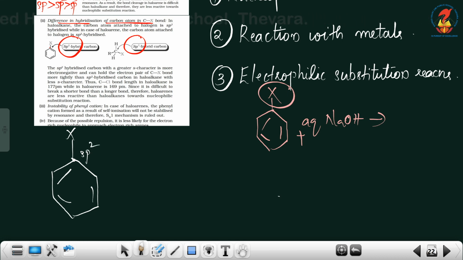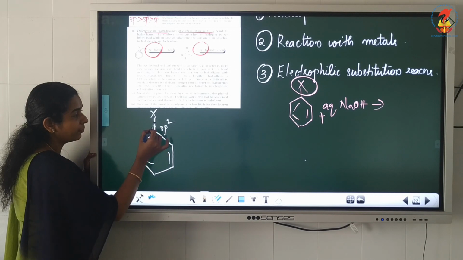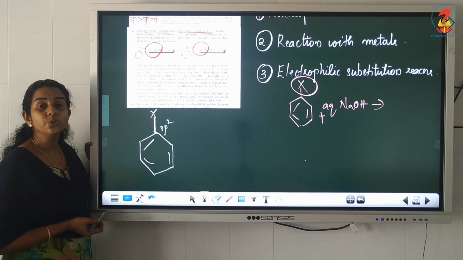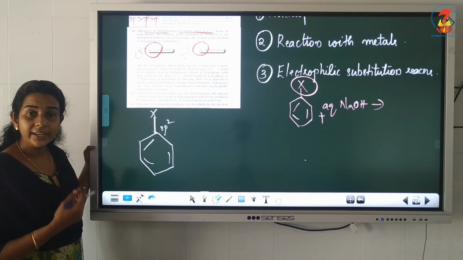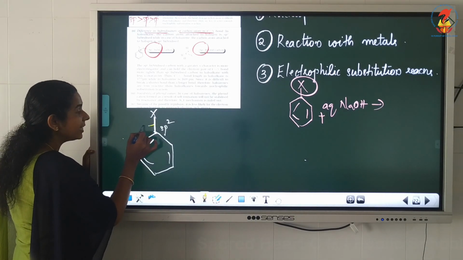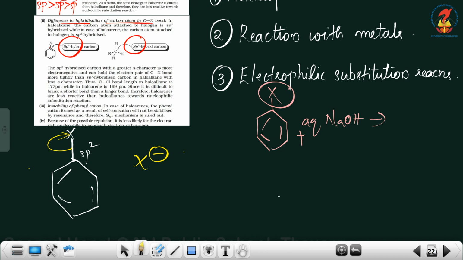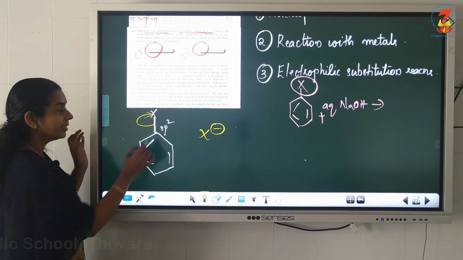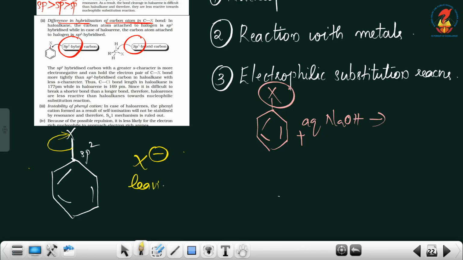And this sp2 hybridized carbon being more electronegative, what happens? These shared pair of electrons will be tightly held by this sp2 hybridized carbon atom. And we know that during a nucleophilic substitution reaction, the halogen will be leaving as X minus with this bond pair of electrons, isn't it? So due to the high electronegativity of this sp2 hybridized carbon, X will not be able to take this shared pair of electrons, and it won't be eliminated as X minus or leaving group.